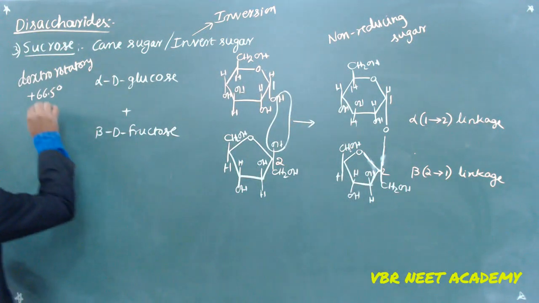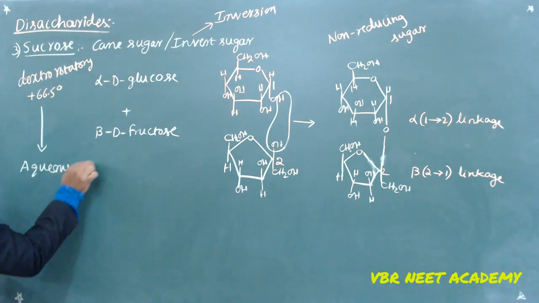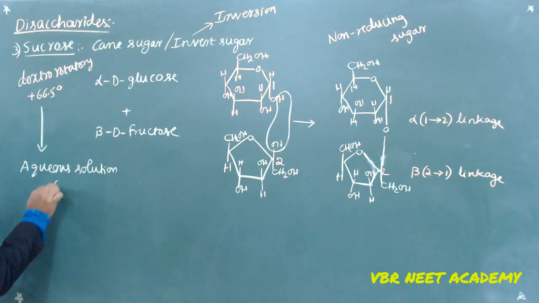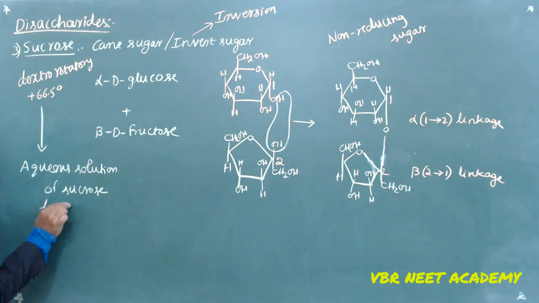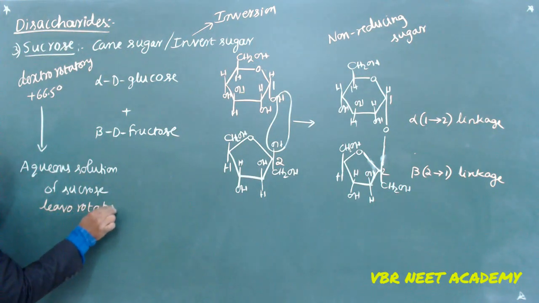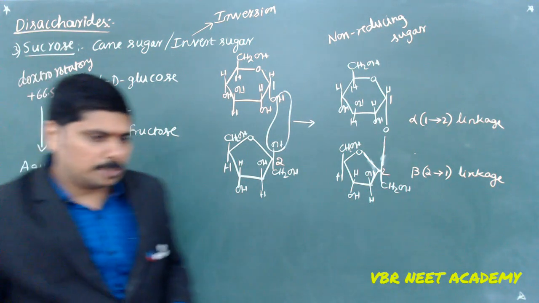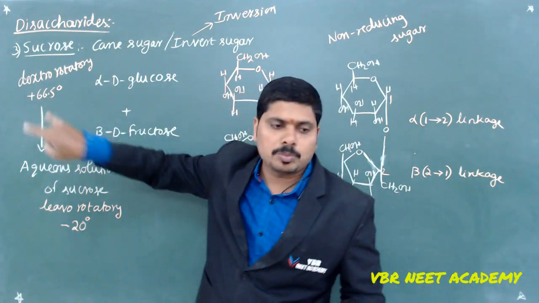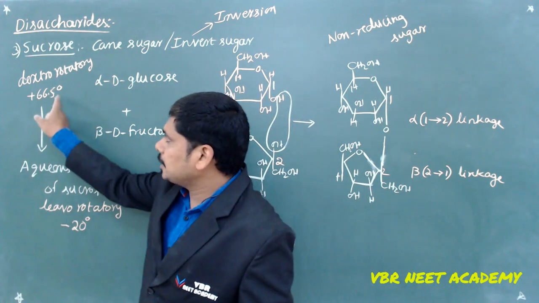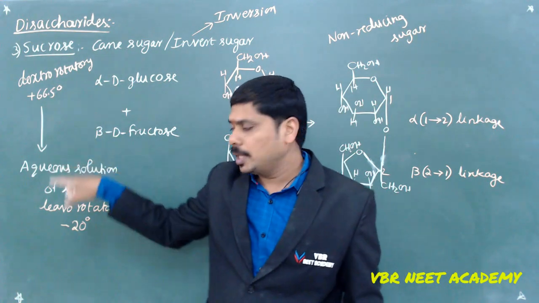When we take an aqueous solution of sucrose, it is going to be levorotatory, with minus 20 degree. So see properly here, I think everyone can understand what I am saying. Now when we take a sucrose molecule, it has plus 66.5 degree, it's dextrorotatory. But when we take the aqueous solution of it, it becomes levorotatory.